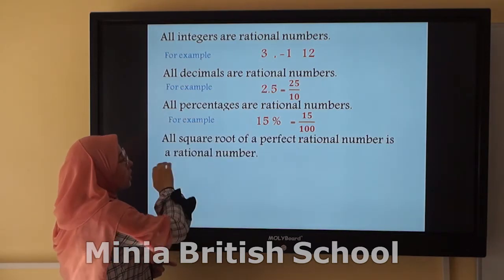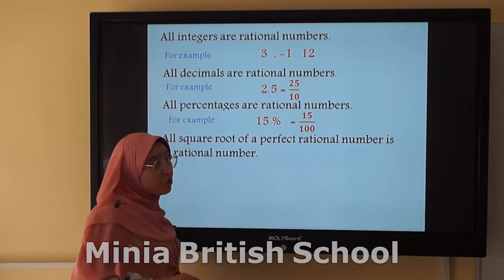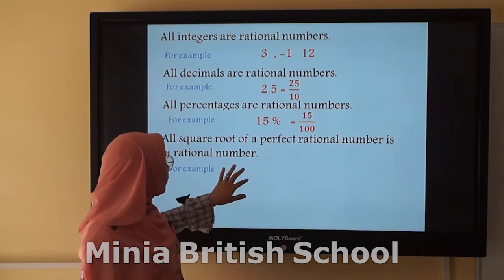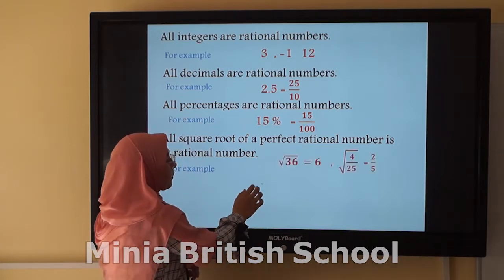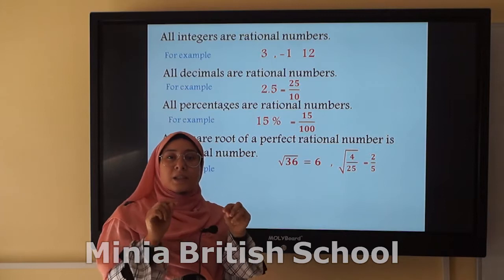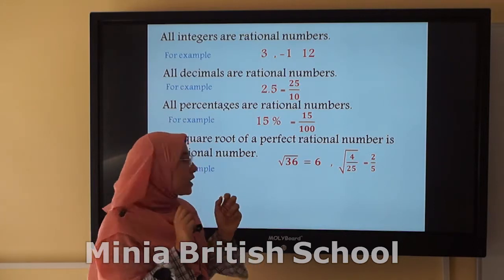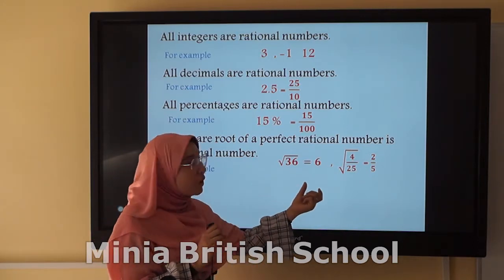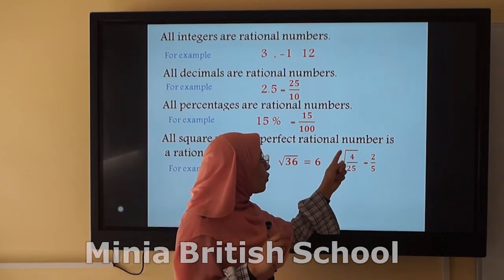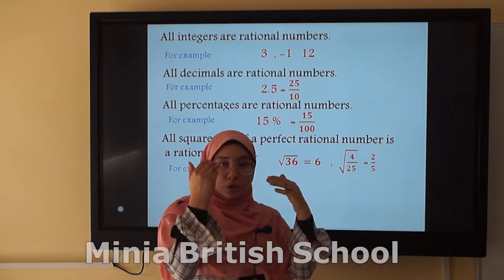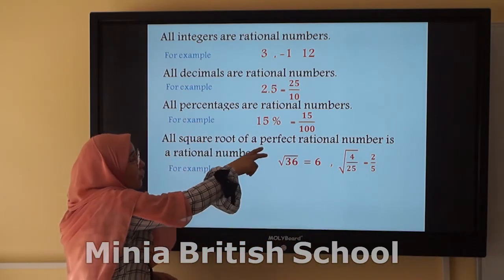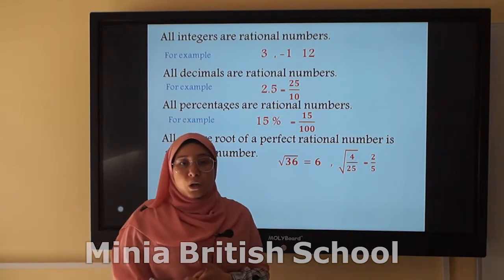The square root of a perfect square rational number is a rational number. For example, root 36. 36 is a perfect square, so root 36 equals 6. And root of 4 over 25 equals 2 over 5. So the square root of a perfect square rational number is a rational number.